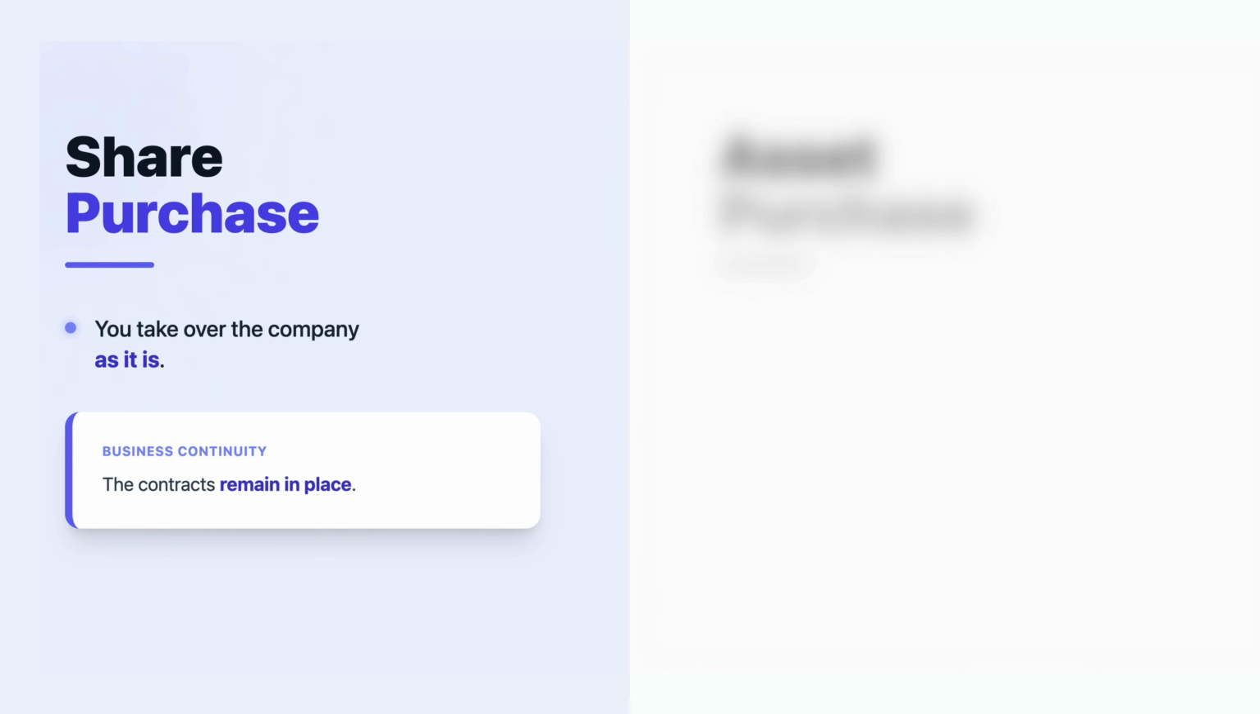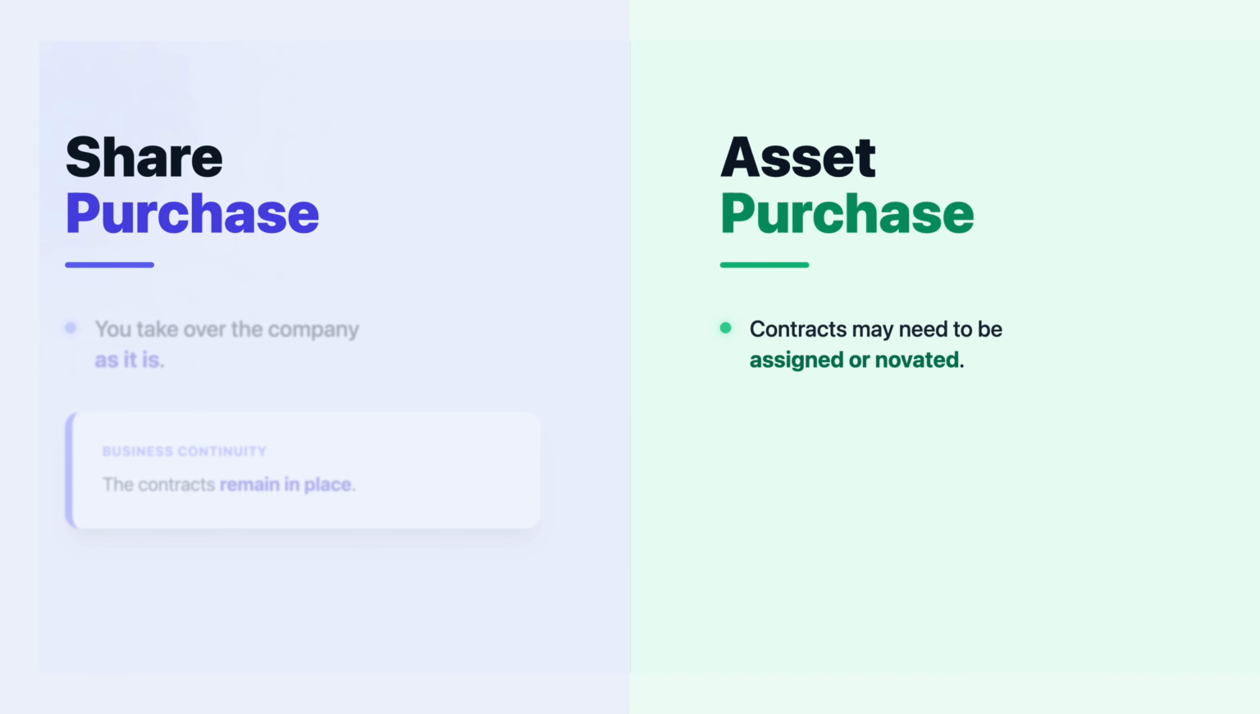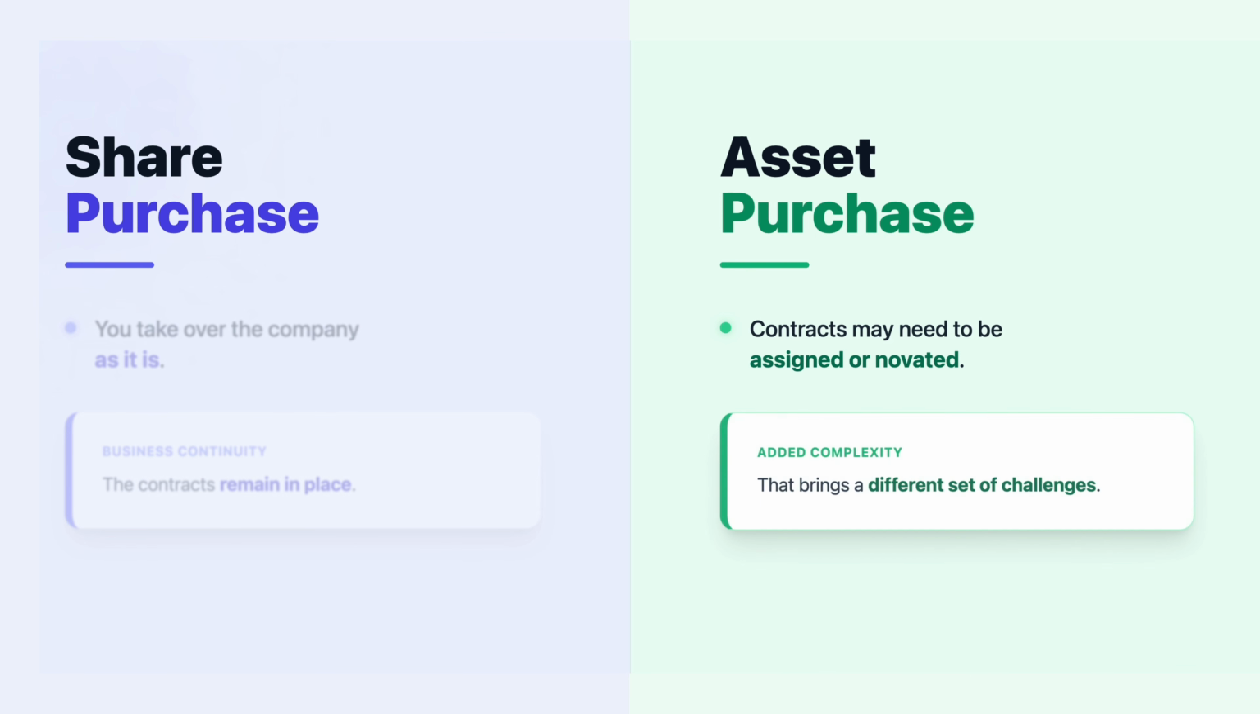In a share purchase, you take over the company as it is. The contracts remain in place, but in an asset purchase, contracts may need to be assigned or novated. That brings a different set of challenges. Either way, you'll need to understand what is involved with those contracts and how you continue benefiting from those contracts once you've bought the business. Okay, so now that we've gotten the theory out of the way, let's look at what actually happens in practice and what are the things that you actually need to look out for when reviewing those contracts.